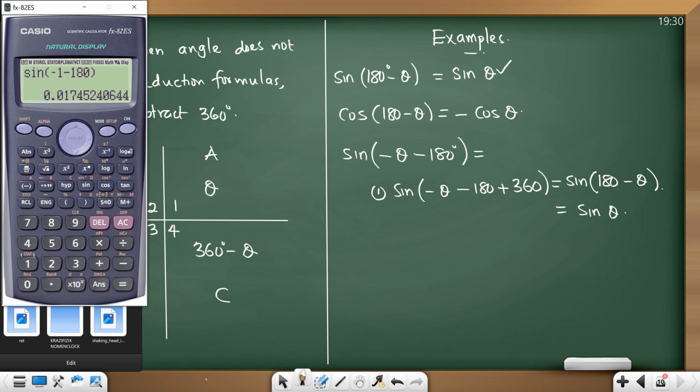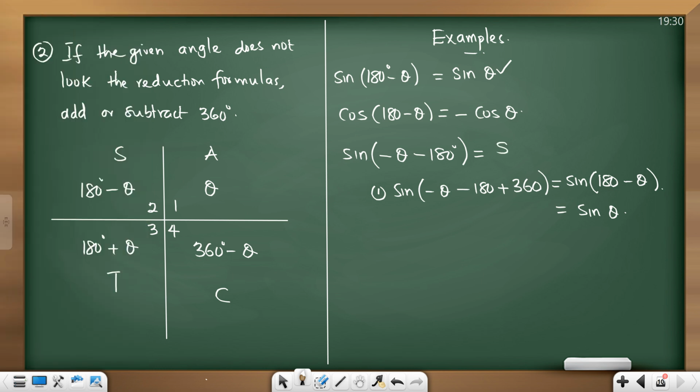Do you notice it's giving you a positive answer? Do you see my positive answer? Talk to me. And 180, am I changing the trig ratio? No. So I am done. It's positive and I'm not changing. I am done. Simple. This is the simplest way to do it.